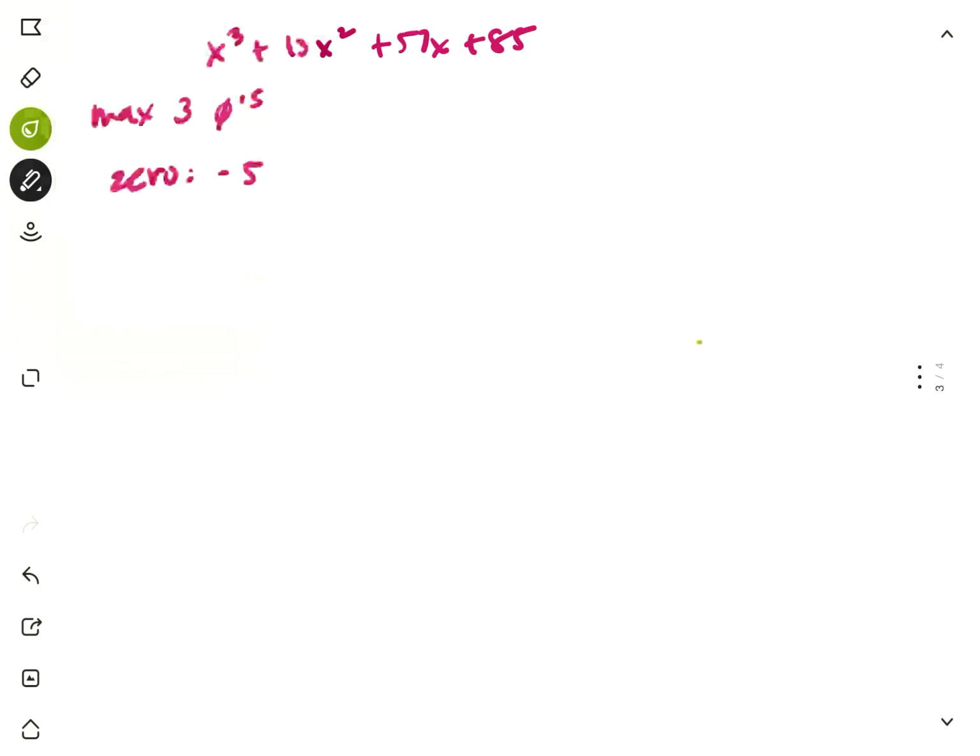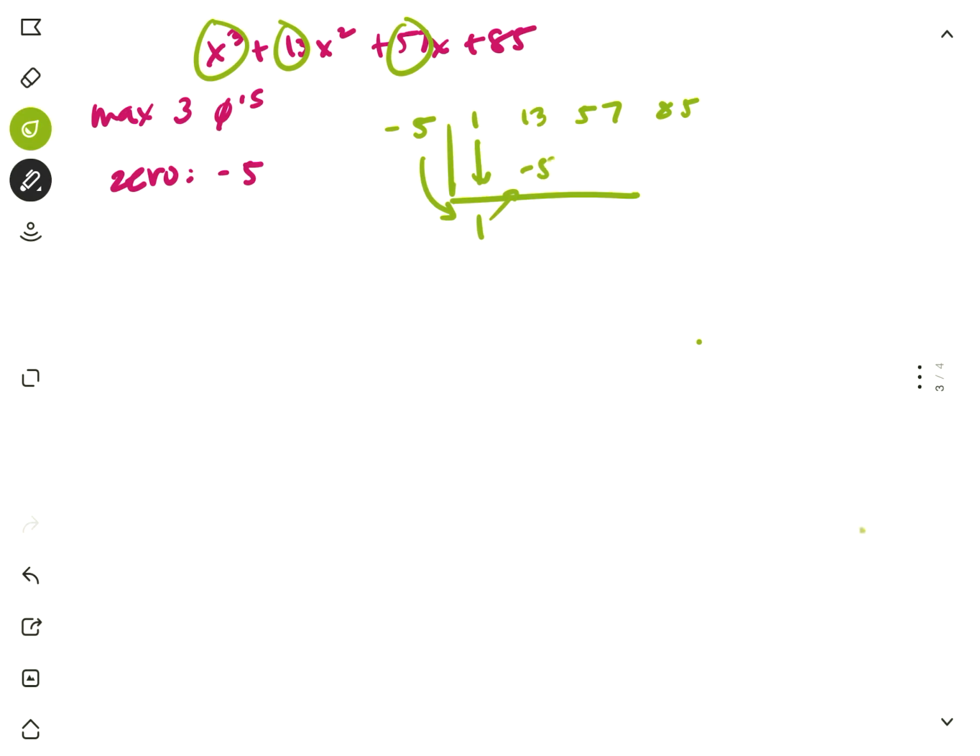All right. Let's do this synthetic division. For synthetic division, we put -5 outside because that's definitely one of our zeros. We found it on the graph. Then we're going to put our coefficients: 1 for our x cubed, 13 for our x squared, 57 for our x, and then 85 for our constant. Drop down our 1. We're always multiplying our front number with the things that come to the bottom. So -5 times 1 is -5. We're adding, right? So 13 plus -5 is going to be 8.